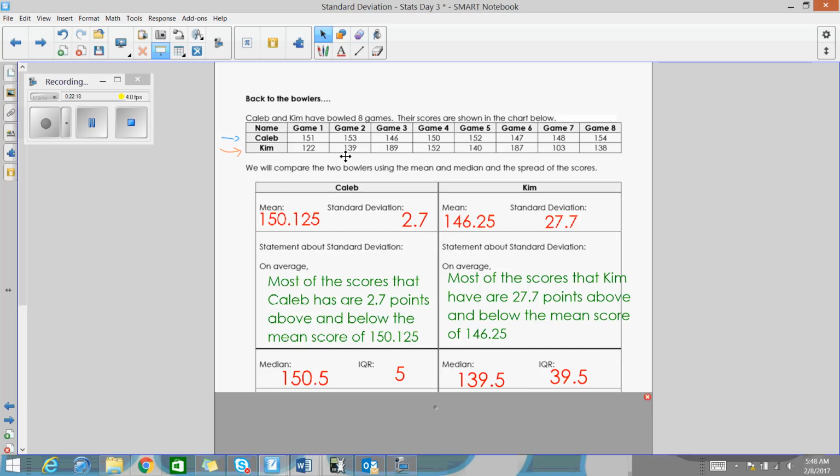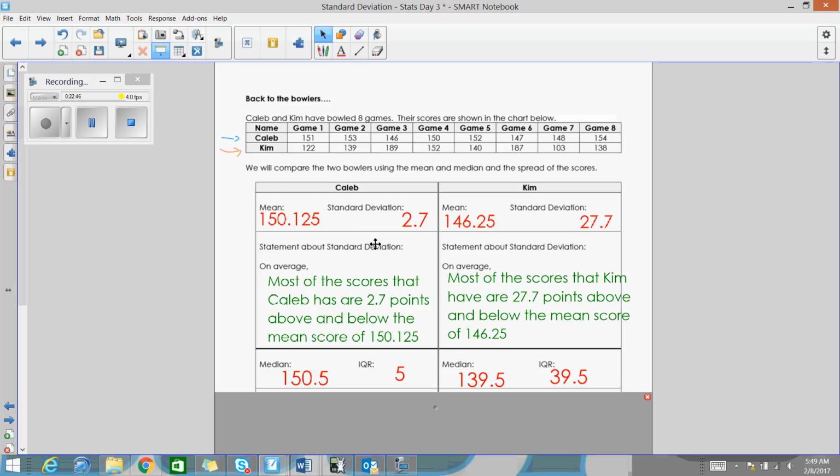All right, so here we go. You should have gotten for Caleb a mean of 150.125 and a standard deviation of 2.7, and a mean for Kim of 146.25 and a standard deviation of 27.7. Now, if we did a statement about this, most of the scores that Caleb had were 2.7 points above or below this mean score.